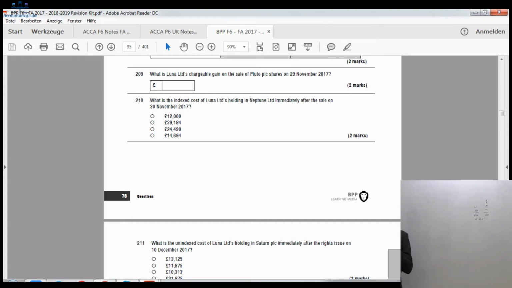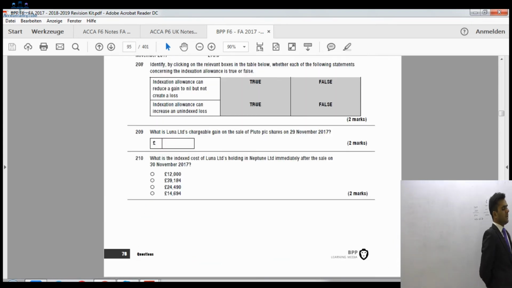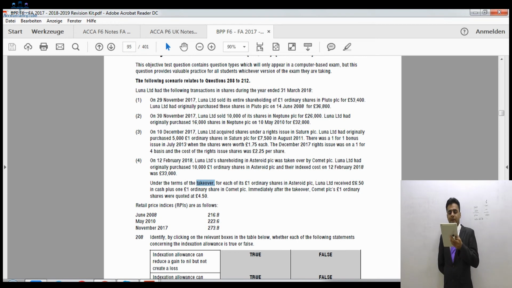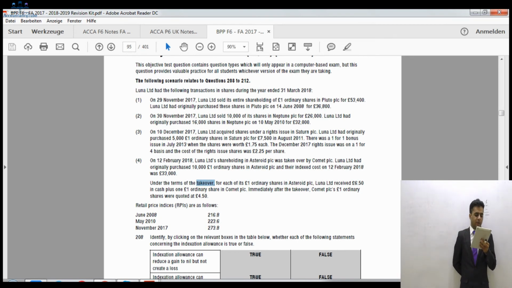Then the cost of these shares, which were purchased for 36,800. So that is the cost. That will be our gain. However, we have to deduct the indexation allowance out of that. And for indexation allowance, retail price index is given. So how do we calculate it?